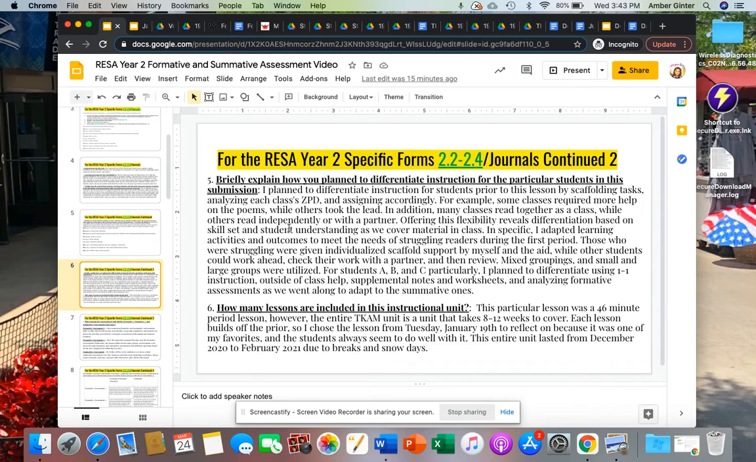In this instructional unit, this lesson in particular was 46 minutes, but the entire unit takes 8 to 12 weeks. Each lesson is scaffolded from the lesson that I chose for reflection. Like I said, the unit started in December and ended in early February, mainly due to the breaks and snow days.